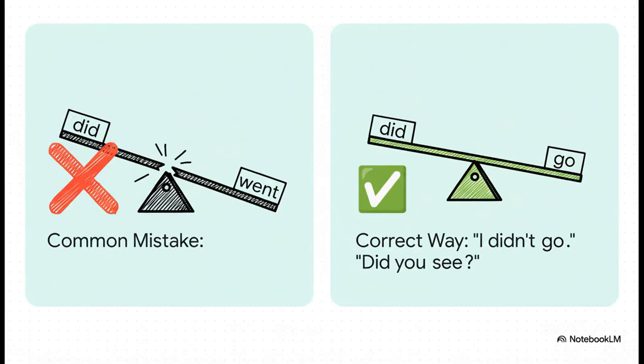And this shows you exactly where that common mistake happens all the time. You hear people say, I didn't went. But that's wrong. Did already did the job of making it past tense, so the verb just goes back to normal. I didn't go. Same thing for questions. It's not, did you saw the movie? It's, did you see the movie? Once you get this little two-step dance down, you've honestly mastered the hardest part of the simple past.